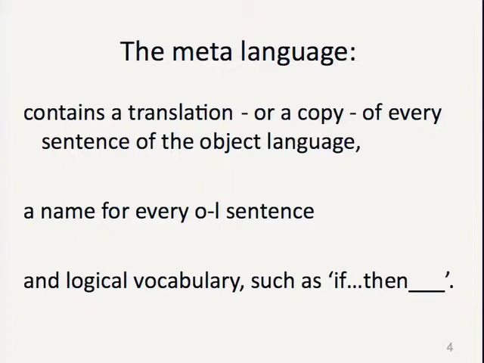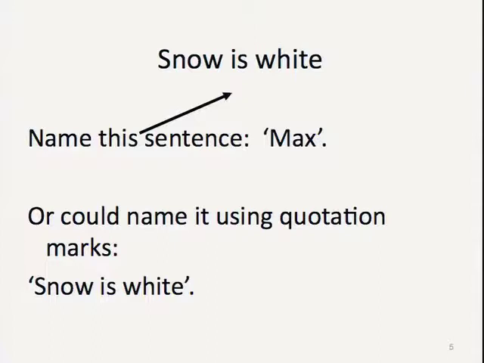Okay? Okay. So consider snow is white. That's a sentence of English. We want to study the meaning of a sentence like snow is white. We want to be able to say something about the meanings of sentences like snow is white. So you give it a name, right? You can give it a name in lots of different ways. You could call it Max. You could call it Ernest. You could call it practically anything, right? But there is a standard way of forming names of sentences, which is to put quotation marks around them.